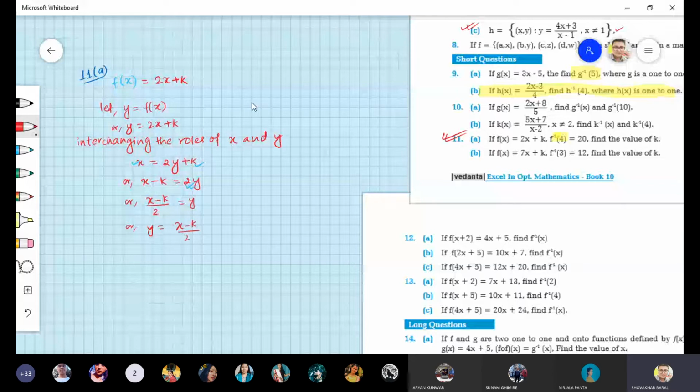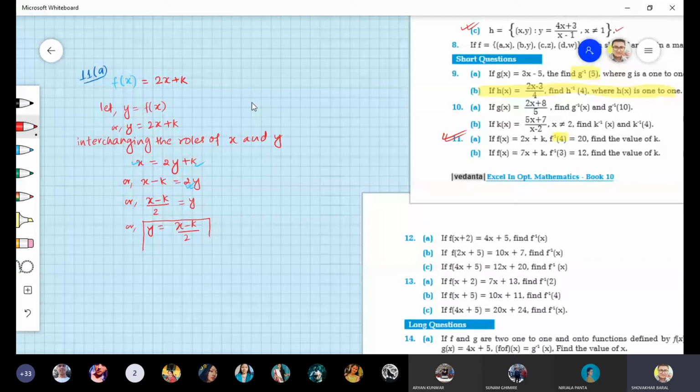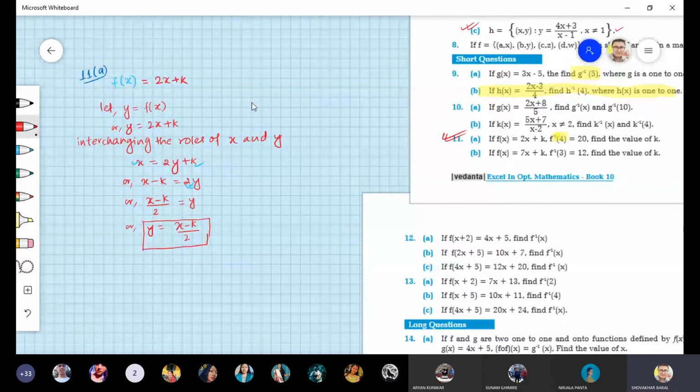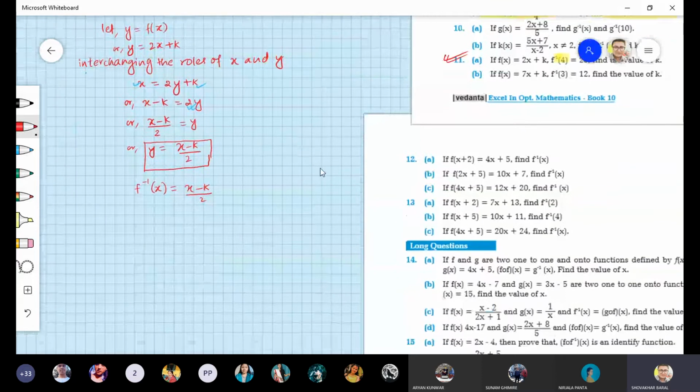So this is the inverse, y is equal to (x minus k) by 2. No matter whether there is k or any other constants or numbers, the inverse is always the inverse. So from here we can conclude that f inverse of x is equal to (x minus k) divided by 2. This is our inverse. At first you need to understand these things.